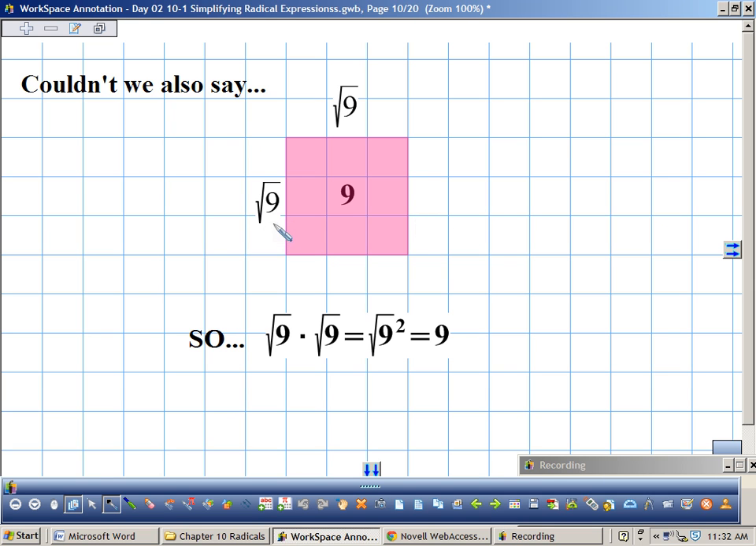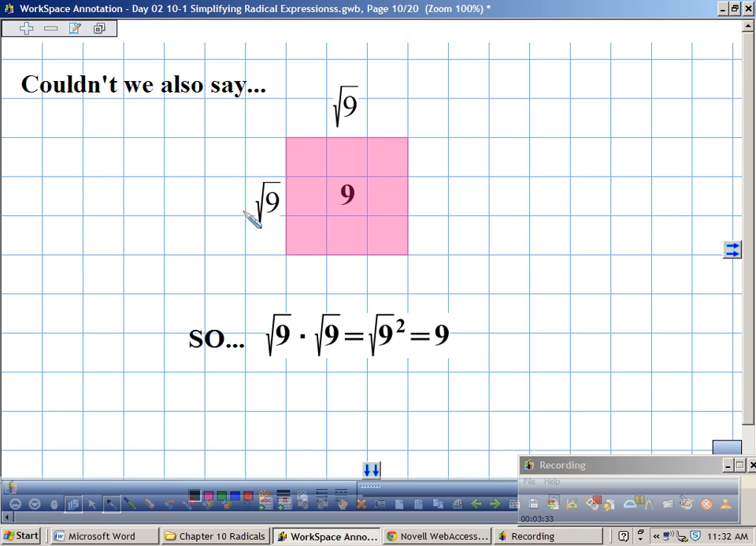So couldn't we also say this? If I know the area is 9, couldn't I say that the square root of 9 is the side? Because doesn't this mean 3? But you've probably never seen it that way before, right? But how do we find the area of a square? Don't I just multiply 3 times 3? So couldn't I multiply the square root of 9 times the square root of 9, which equals 9 squared under a square root, which equals 9.